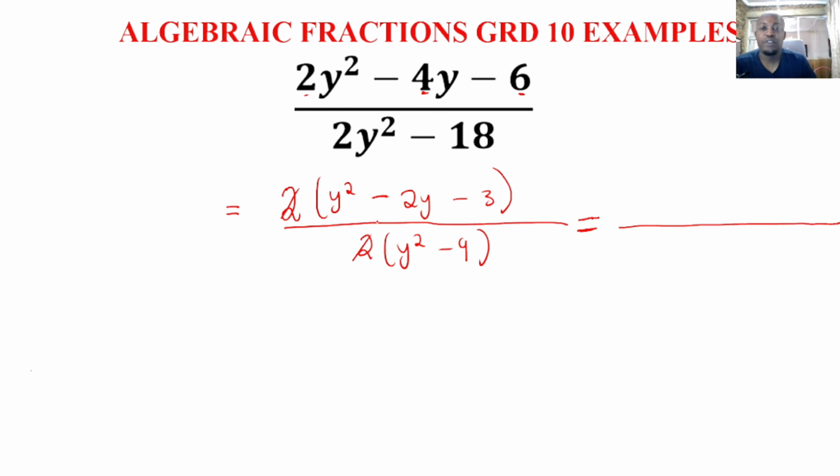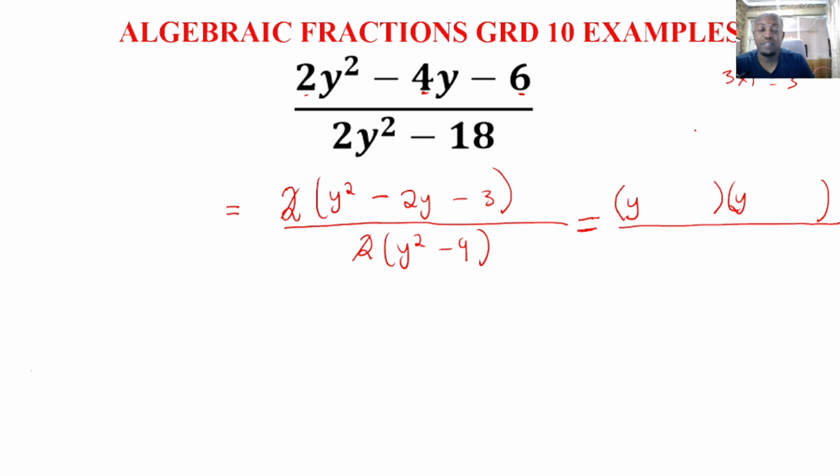Okay, so if you have a look at this one, you can see it's y squared minus 2y minus 3 all over y squared minus 9. Okay, this is a trinomial. So what do we do with the trinomials? We do a double bracket. You're going to have a y there. You're going to have a y there. What are the two numbers that when you multiply them together give you 3? You've got 3 times 1 equals 3. These are the only two numbers that when you multiply them together give you 3.